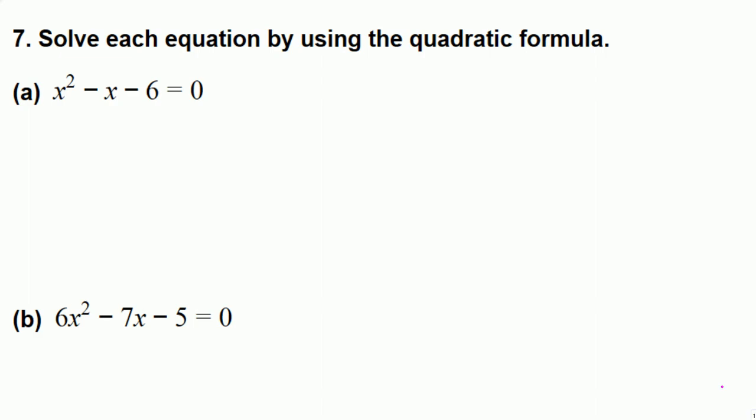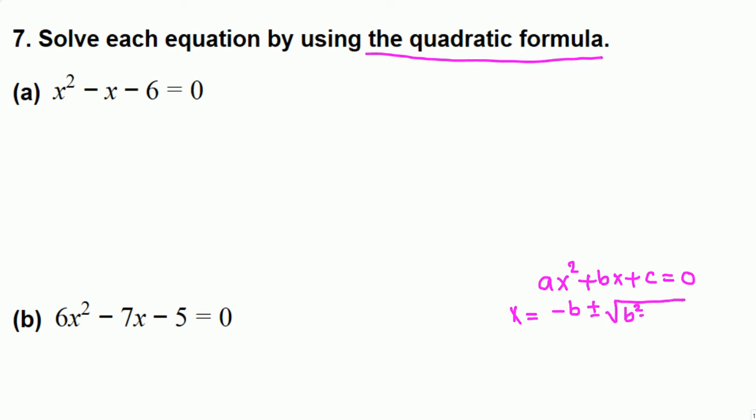Solve the equation by using the quadratic formula. Let me recall the quadratic formula. When we have a quadratic equation ax squared plus bx plus c equals 0, then x is given by negative b plus or minus the square root of b squared minus 4ac, all over 2a.